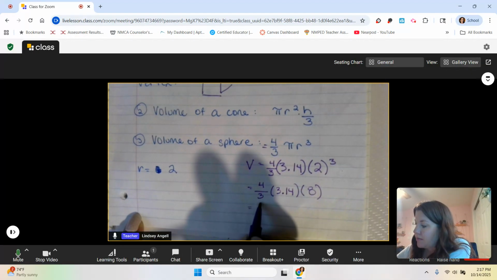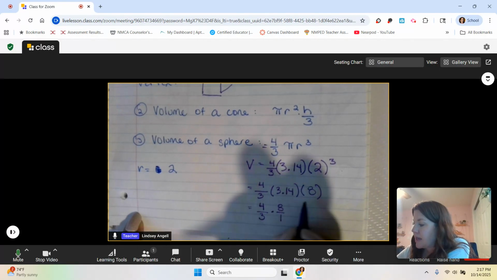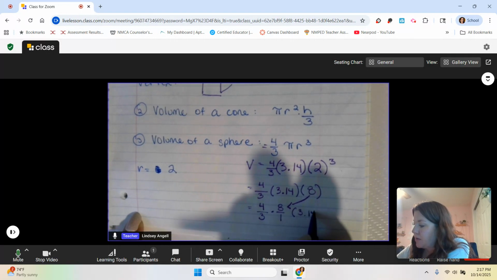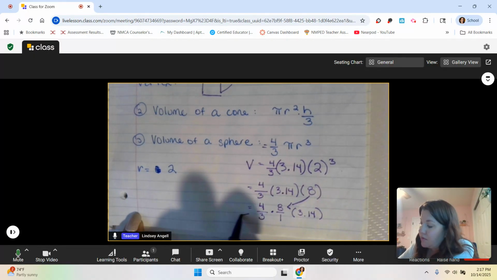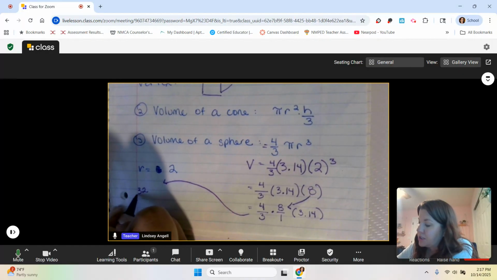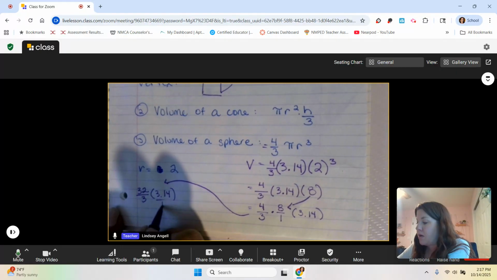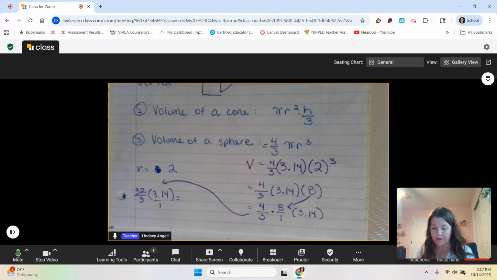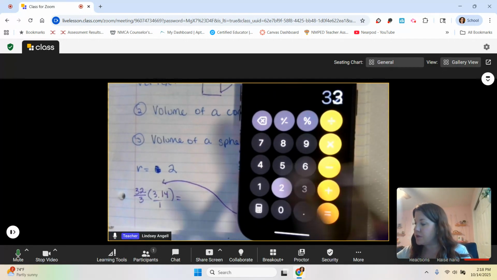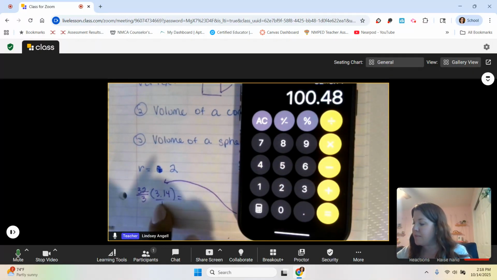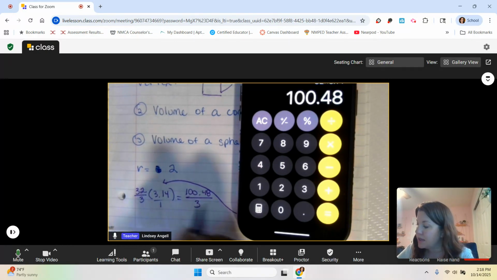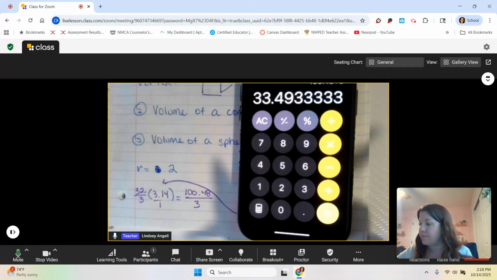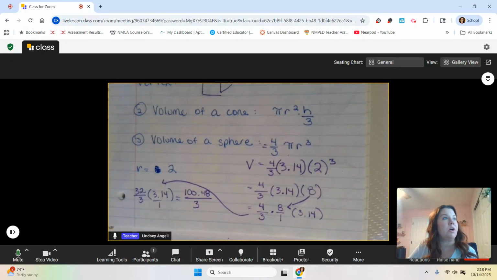Now I'm going to rearrange this to be 4/3 times 8 over 1, times 3.14. The reason I'm doing that is because I could do 4 times 8, which is 32 over 3, times 3.14 over 1. From that, I can use my calculator. I could do 32 times 3.14 and then divide by 3. So I multiplied these together to get 100.48, and then 3 times 1 is 3. And remember, this is a division problem, so we can divide by 3, and that gives us an answer.